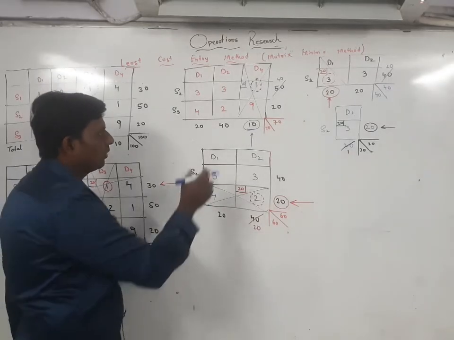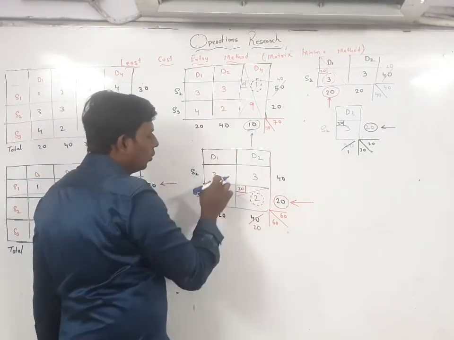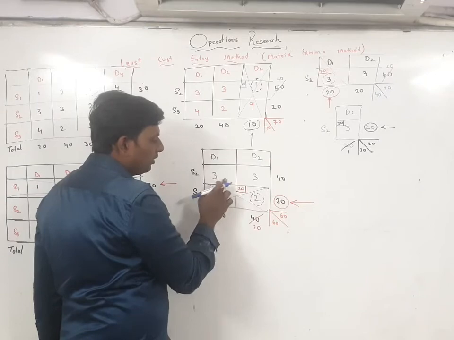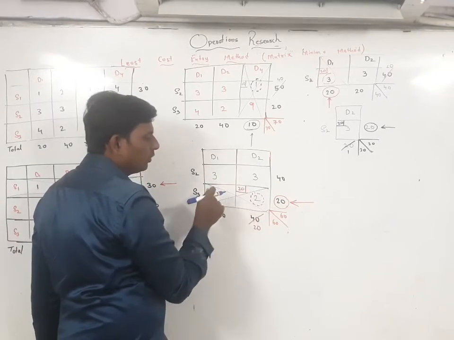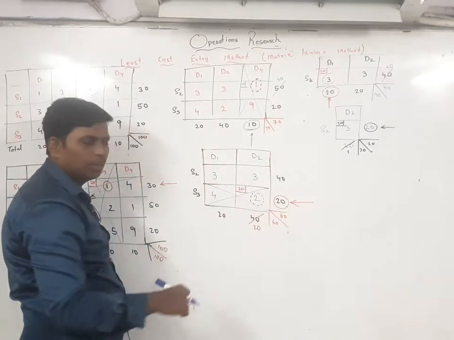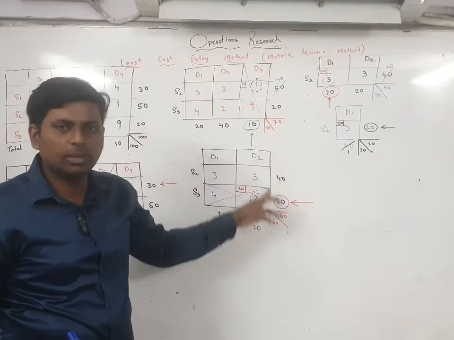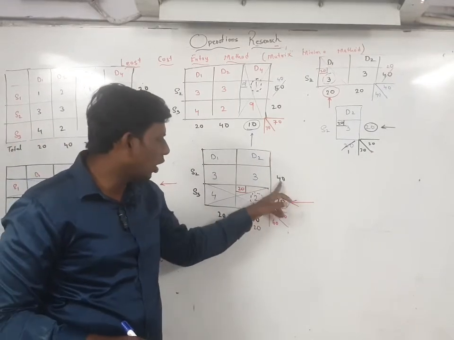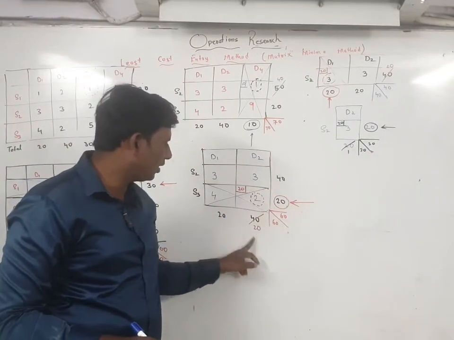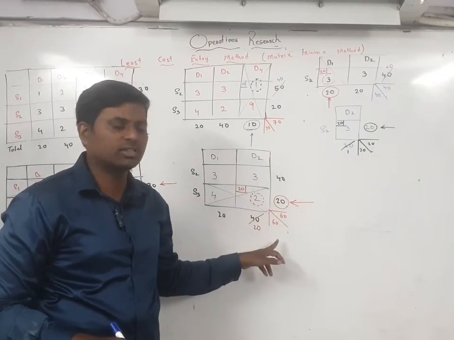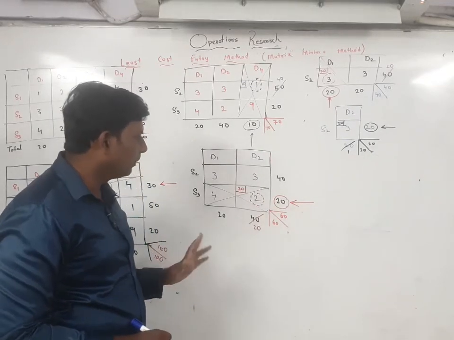After that, what is remaining? 3, 3, 4, 2. This is 3, 3 and this one is 4 and this one is 2. Again you enclose it in a box. First you have to check whether demand is equal to supply. 40 and 20, 20 and 20, total 60, and here also 60.